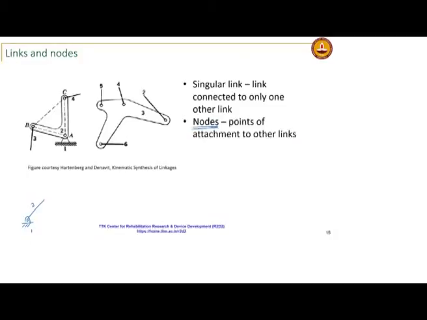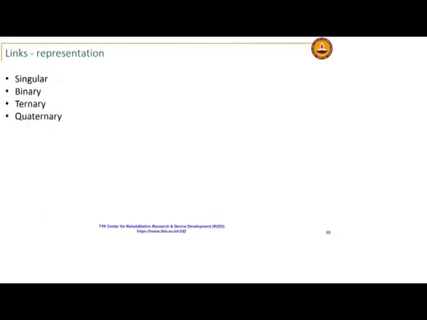Here you can see a link which has 4 attachments, so it has 4 nodes, and this link has 3 nodes. Links can also be classified based on the attachments to other links. A singular link is attached to one other link. A binary link, which you will find to be one of the most common, has 2 points of attachment.